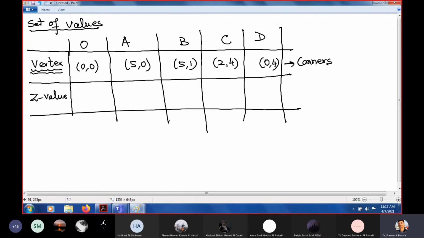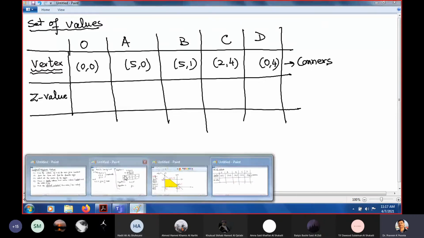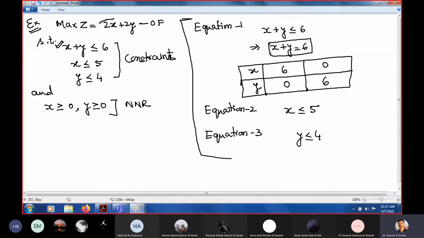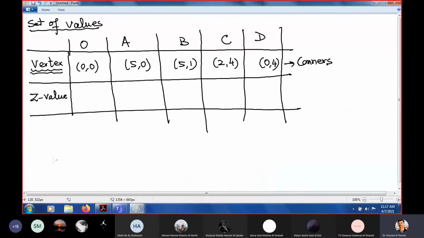Okay. Now, what is Z? Let us see. Z is 2x plus 2y. So for O it is 2 into 0 plus 2 into 0, so the answer is 0. For A, 2 into 5 plus 2 into 0, 2 into 5 is 10 plus 0, which is 10.